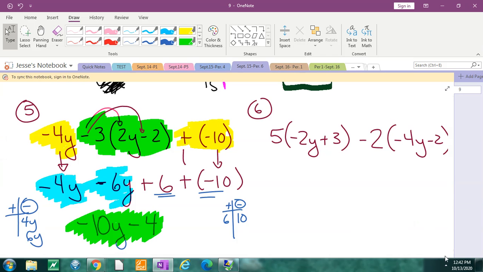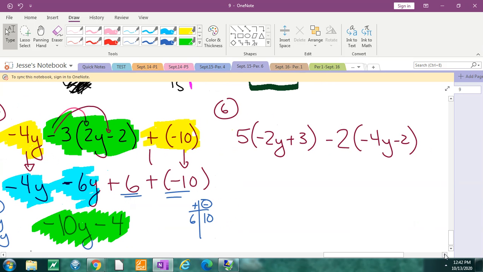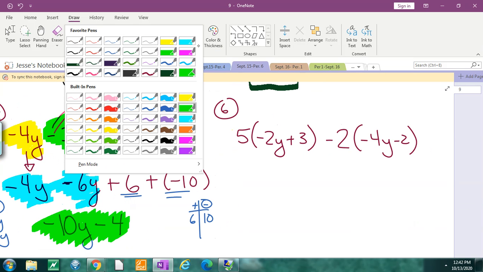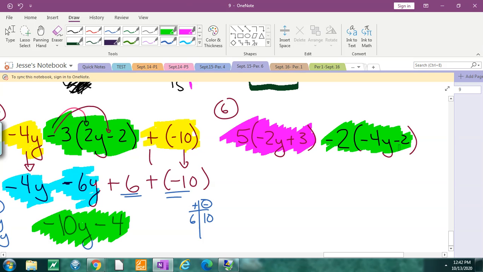Now, what do you see with the next one? Oh, I see two distributive properties. See that? 5 times, I see all this, times -2y plus 3 up to the parentheses. But then I see another one. So then I'm going to go ahead and do that. So I'm going to see two different ones.